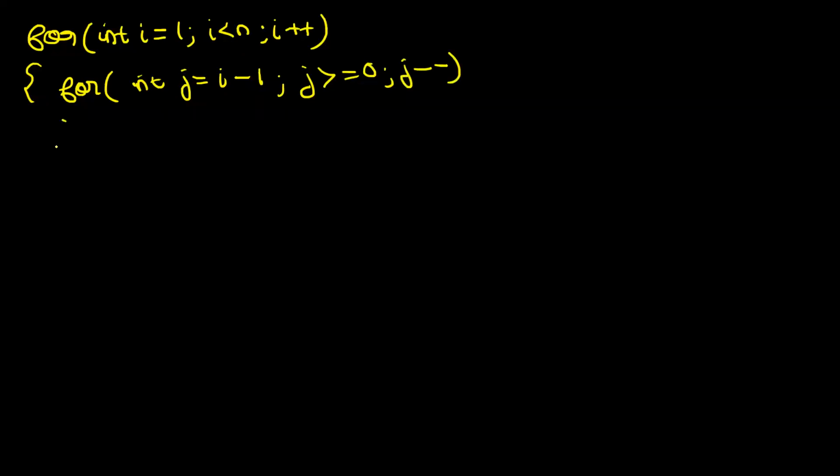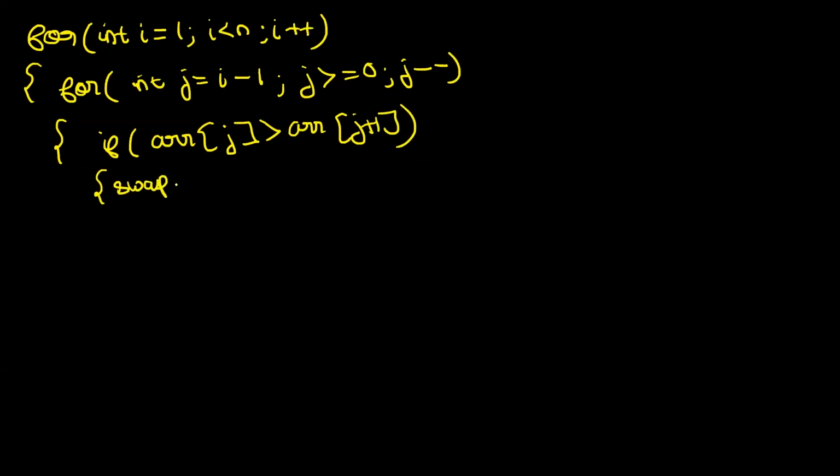Don't worry. Just let me write the code once so that you are able to follow. Swap. I'm just writing swap, you understand, right? Else, break. Yeah, that's fine. Now let us try. Here we compare i with j. I wrote the code using 3 loops.